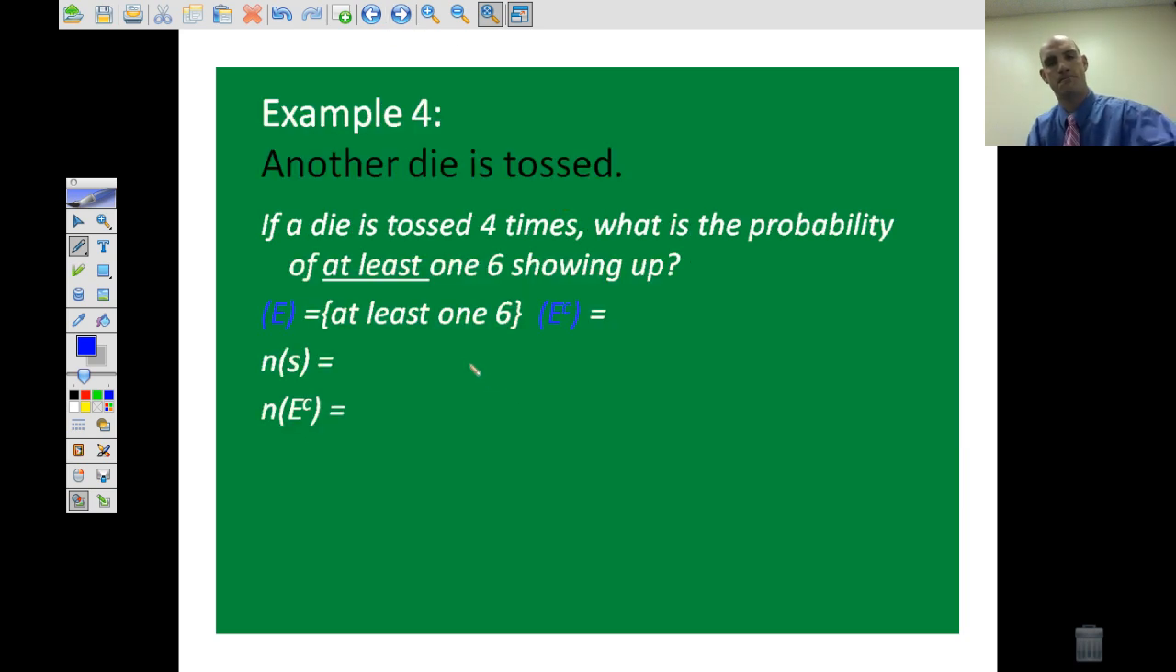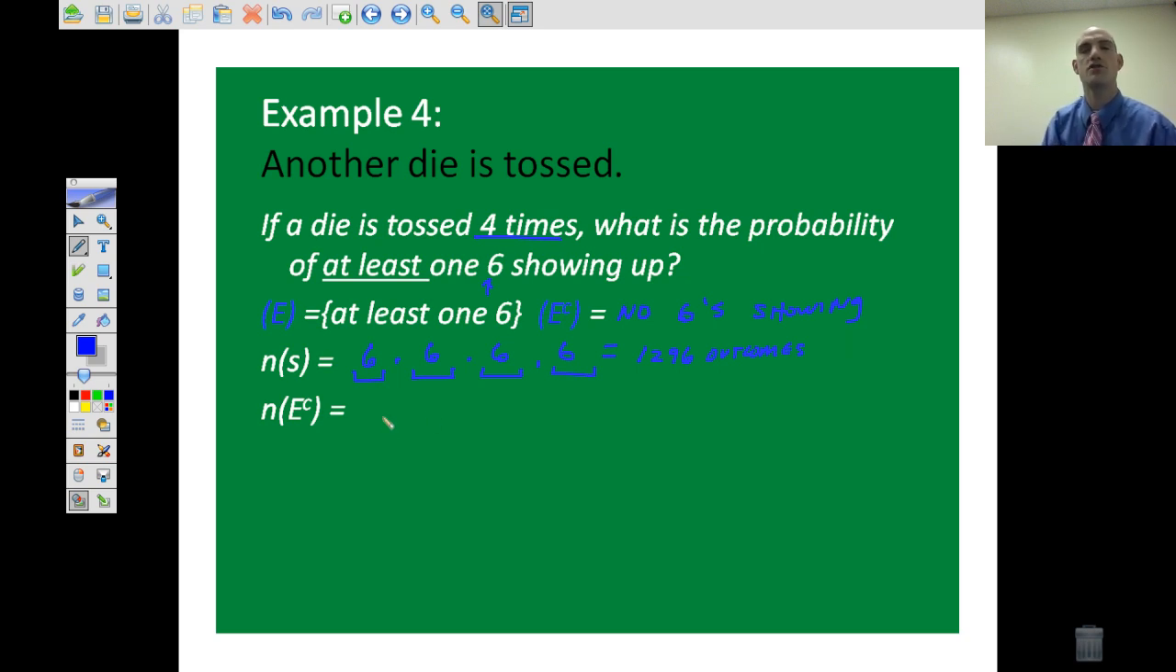Okay? Let's think about this logically again. The event: a die is tossed 4 times. What is the probability of at least 1 six showing up? So the event is at least 1 six. The complement here is no 6s showing. And so the sample space is going to be all of the possibilities. If we're tossing 4 dice, we need to outline our number of total possibilities. The number of total possibilities for the first die roll is 6, and in each subsequent roll, we have 6 possibilities. So when we actually do the math here, we have 1,296 outcomes. That's all of the possible outcomes.